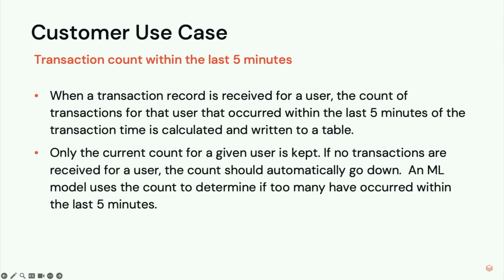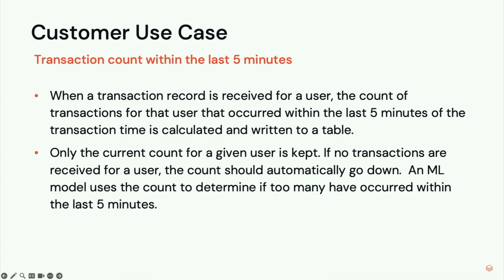All right. So this is a real-world use case that I encountered. A customer had a need. They are tracking transactions from users. So when a transaction is received for a user, they need to be able to calculate the number of transactions that have been received for that user within the last 5 minutes of the transaction that they have in hand. When they do this computation, they need to write the result to a downstream table. Only the current count for each user needs to be maintained.